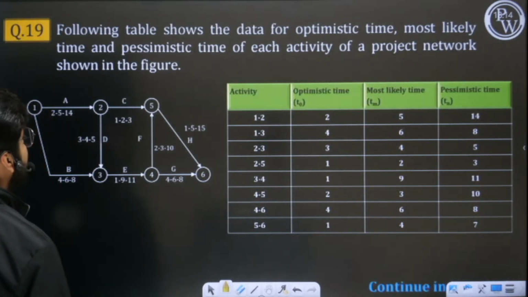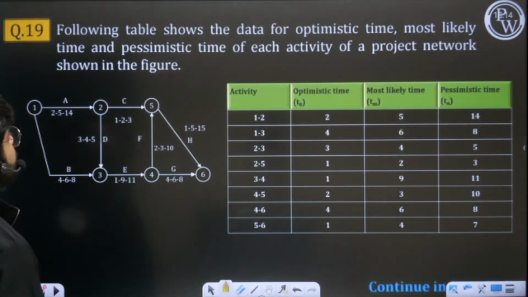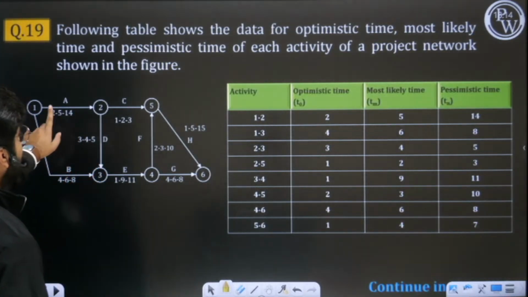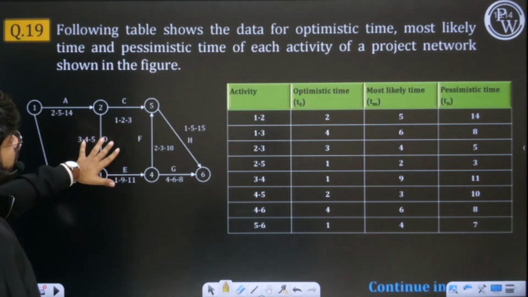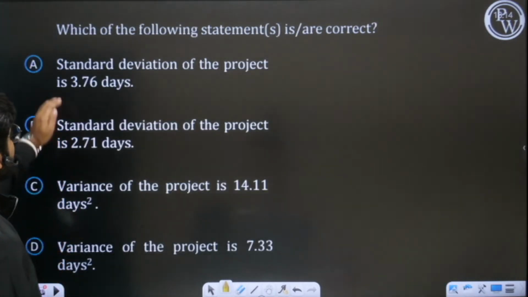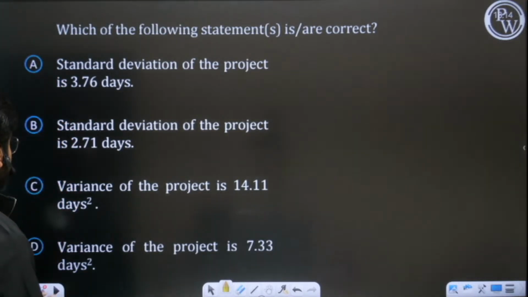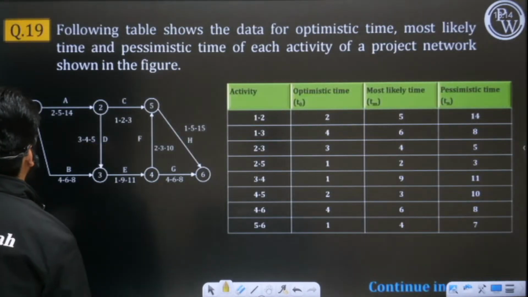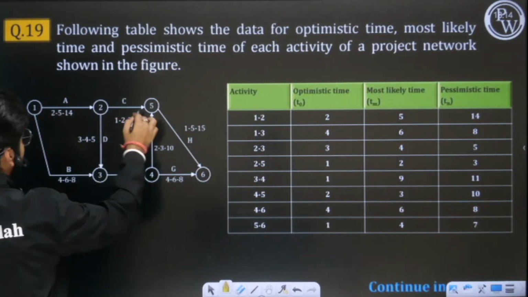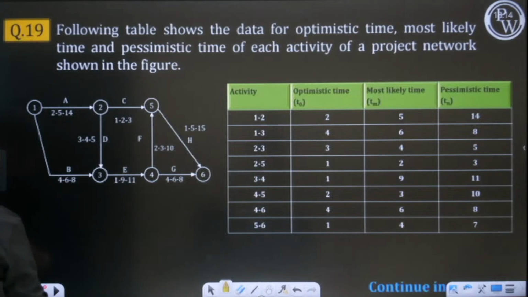This is question 19. In this question, all the activities are drawn here, and for all the activities we have 3 time estimates. Everything is given to you. What we have to find is the standard deviation and variance of the project. This is very simple. First we have to find the expected time for all of them.